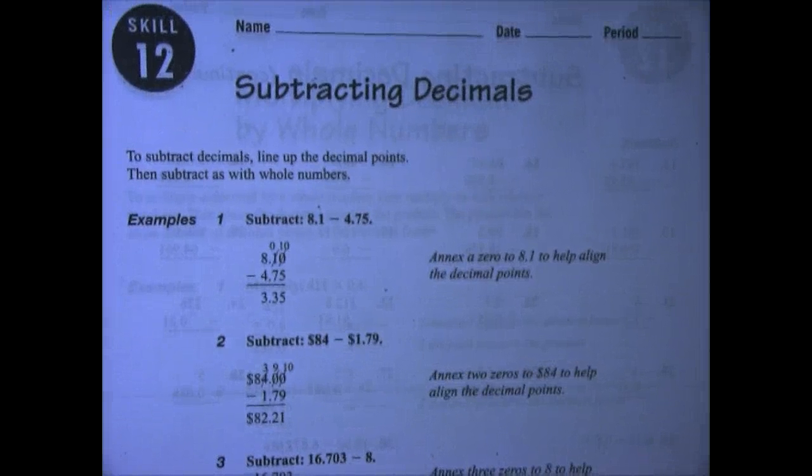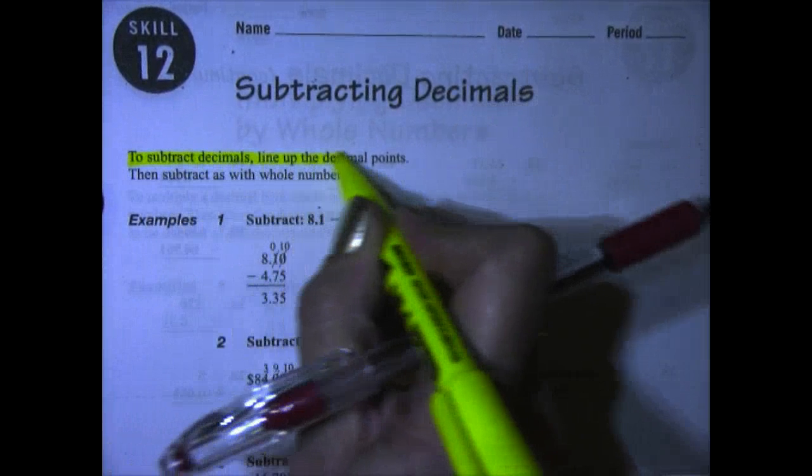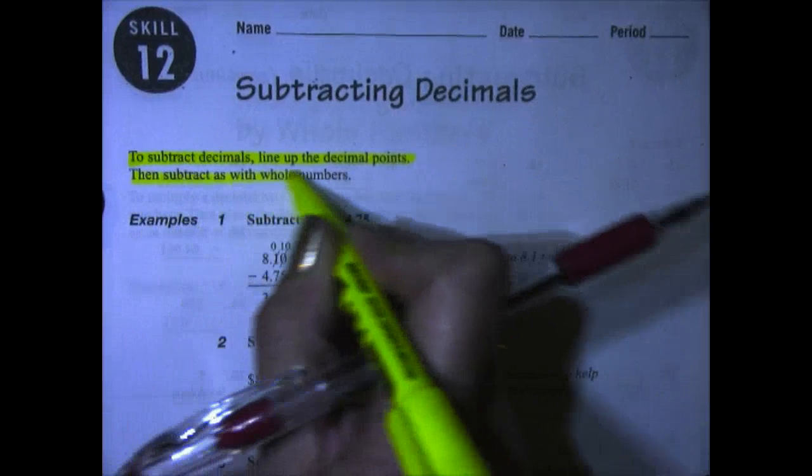Let's take a look at Skill 12, Subtracting Decimals. Again, this is part of RTI packet number 6, which is due on February the 10th, and your quiz will be February 11th. So to subtract decimals, you're going to line up the decimal points, then subtract as you would with whole numbers.